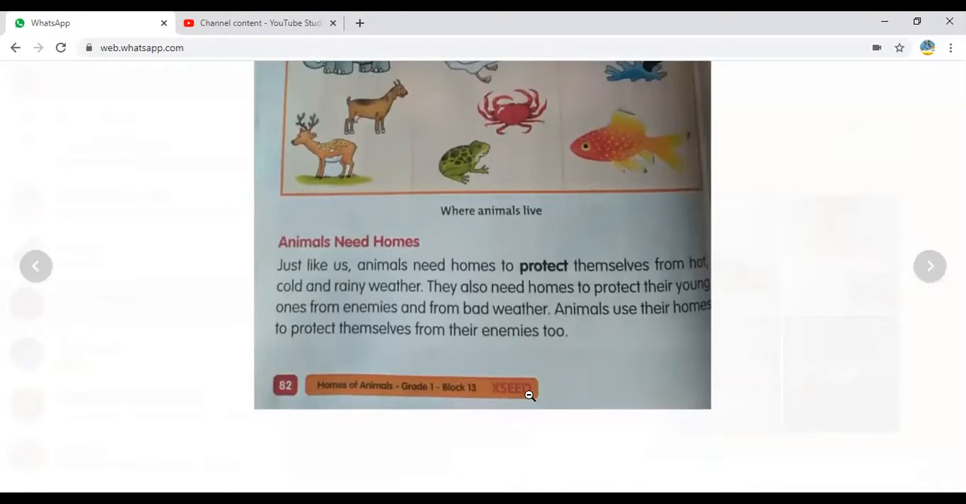Animals ke enduku homes kavali anedi mana nature. Just like us, animals need homes to protect themselves. Animals kuda vaatani protect chestunnaru. How to protect manalni, mana ela kaapadukuntam? In the same manner, animals also try to protect themselves.